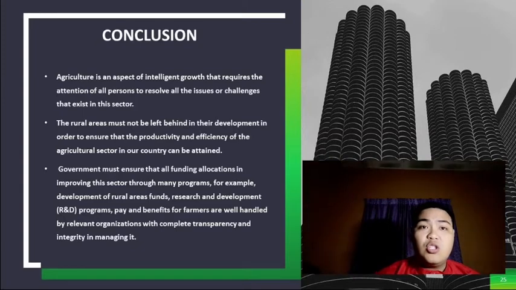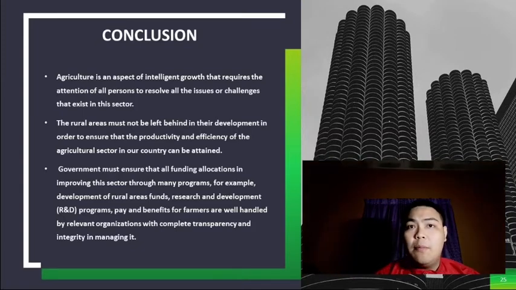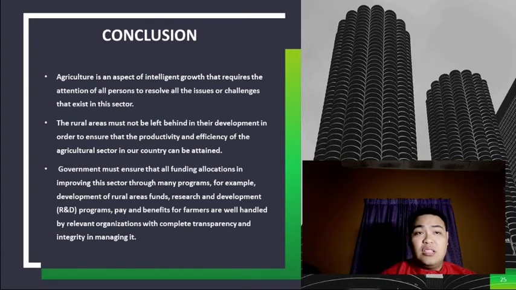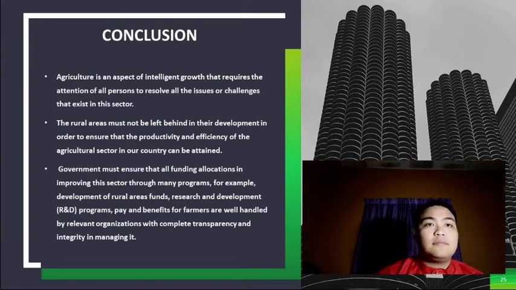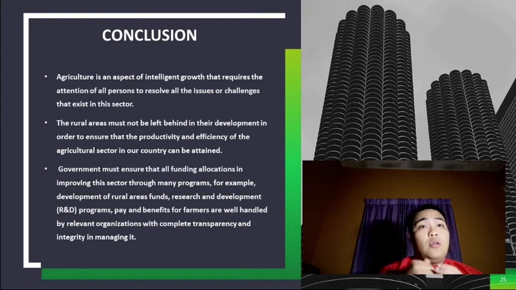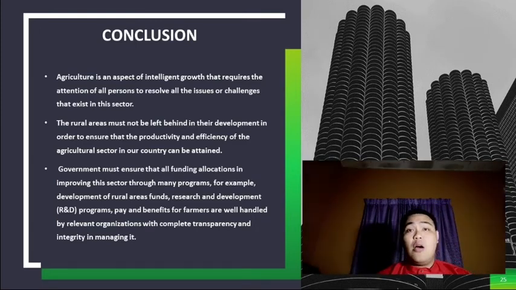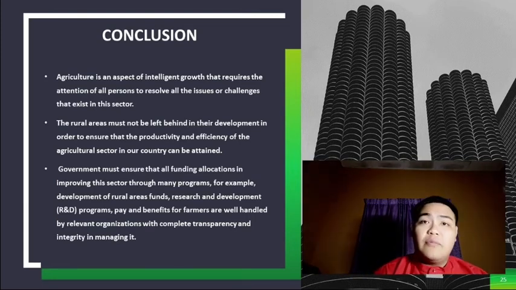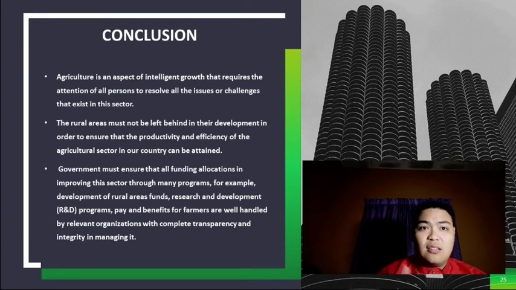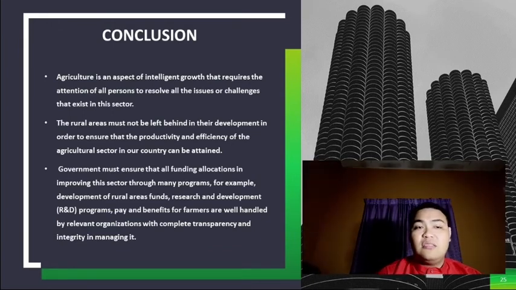The government must ensure that all funding allocations for improving this sector through many programs, for example, rural area development funds, research and development R&D programs, and pay and benefits for farmers, are well handled by the relevant organizations with complete transparency and integrity. Agriculture itself will encourage more investors to invest in our country, as well as improve the standard of living of the farmers through various government benefits and support. Focus on this sector is therefore essential for our country's sustainable development.